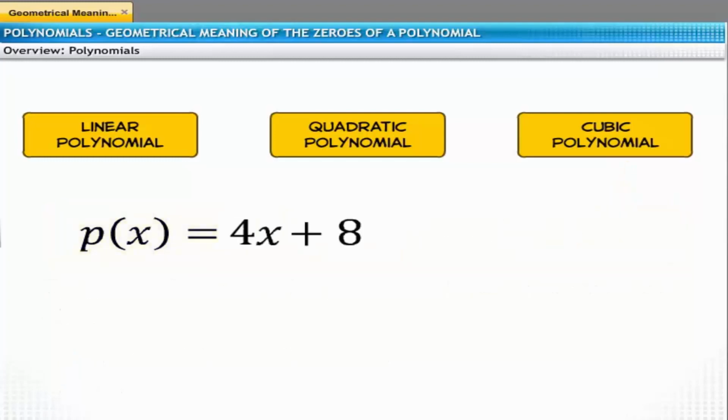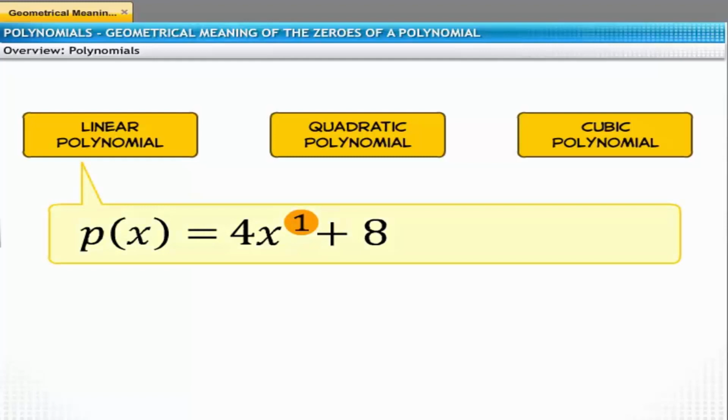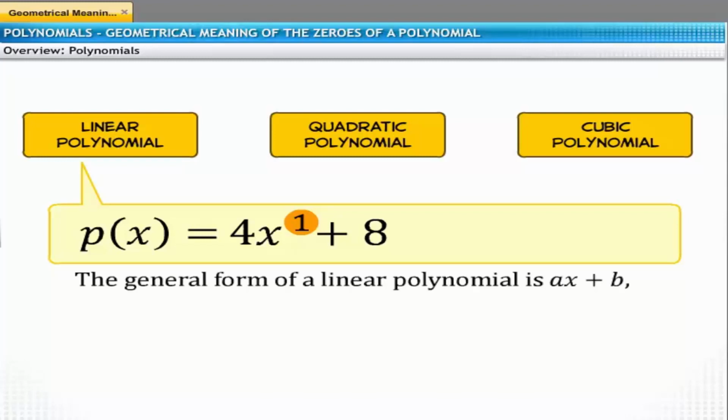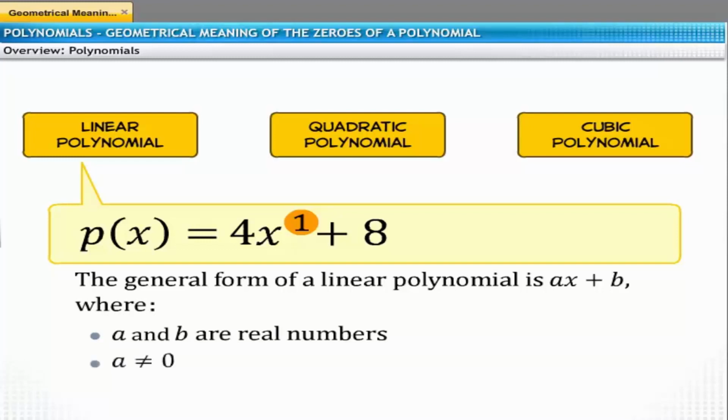Here's a second example. As the highest degree of this polynomial is 1, it is a linear polynomial. This is read as p of x is equal to 4x plus 8. The general form of a linear polynomial is ax plus b, where a and b are real numbers and a is not equal to 0.